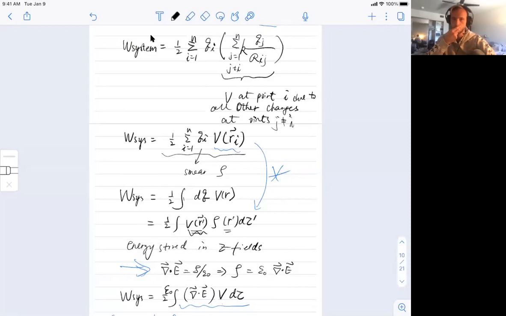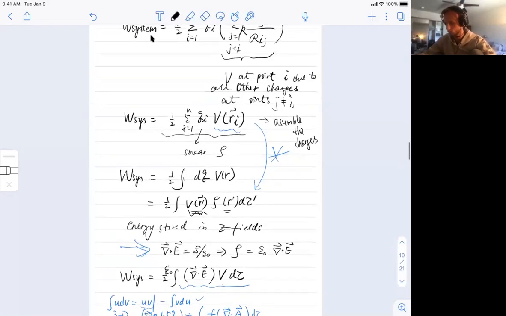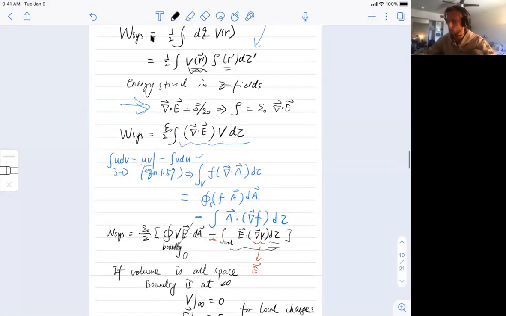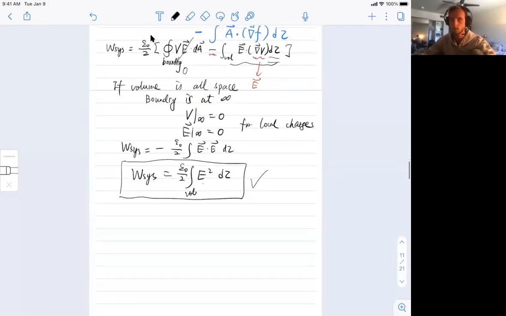The first term is the energy required to assemble the charges. The second term not only includes the energy required to put these charges together, but also the energy to make the charges, because you're including the charge itself. And the second term has included energy to make the charges.